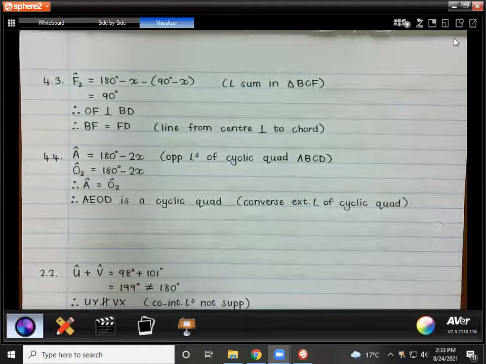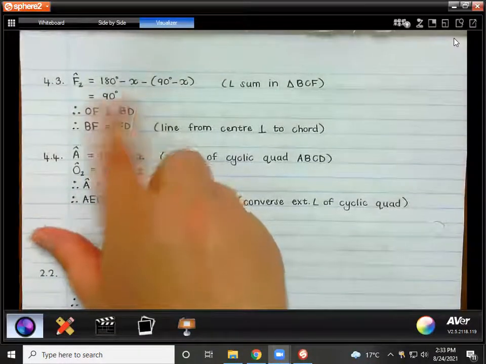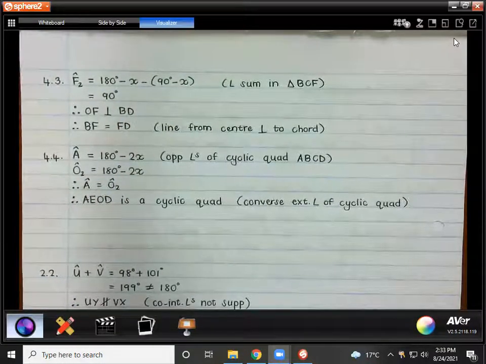Yes. So you only need to find either F1 or F2, because it is on a straight line. So F1 would be 90 degrees then automatically. But to find F1, you would have just used exactly the same working because it was basically the same triangle. Yeah.